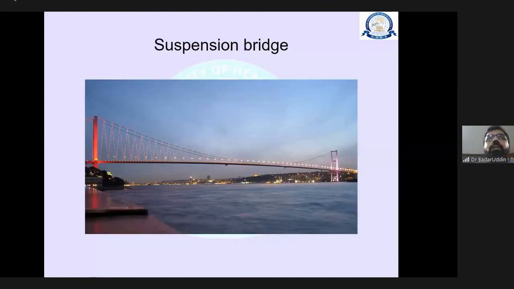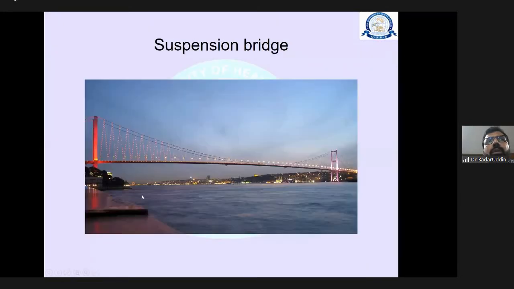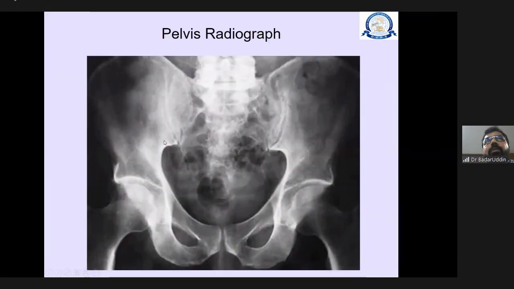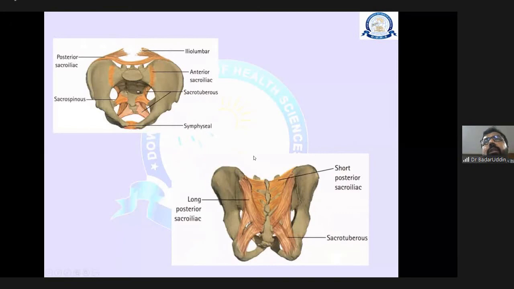So the pelvis is just like a suspension bridge. Everybody knows this is a good view of the Turkish suspension bridge. So the pelvis has two pillars, one pillar here, one pillar here, same as the suspension bridge. The whole bridge is held with this wire. The same way, the pelvis is held with these ligaments, just like a suspension bridge. See this. These are the ligaments which are holding these bones with each other.